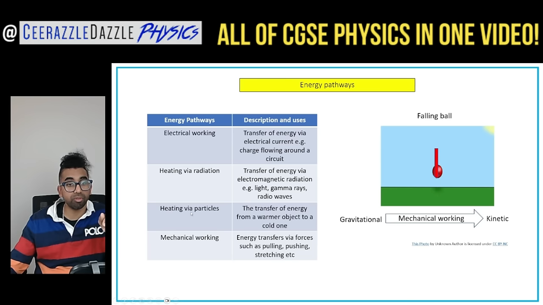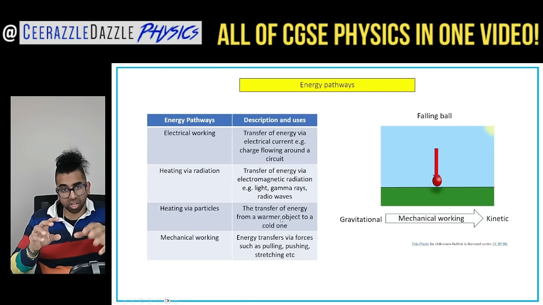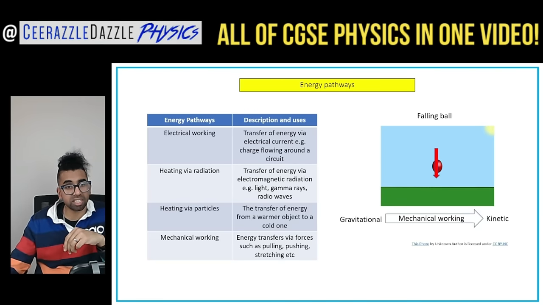Okay, so there are 1, 2, 3, 4 different energy pathways. And here's a description of each one of them. Electrical working is when you have a flow of charge in a circuit. Heating via radiation is when you have electromagnetic radiation such as light or radio waves or gamma waves, which are traveling and transferring energy via electromagnetic radiation. Heating via particles is when you have objects which are gaining energy. Let's say you have a warm object next to a cold one, obviously it's going to be a transfer of energy in that process. And mechanical working is energy transfers via forces such as pulling, pushing or stretching.